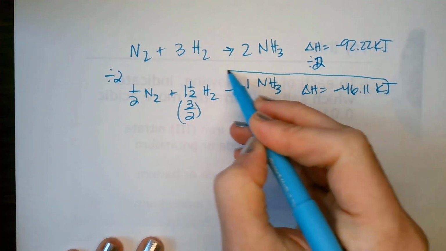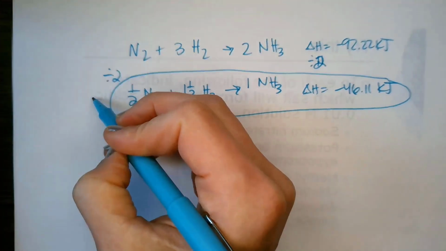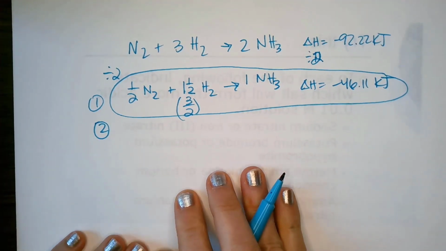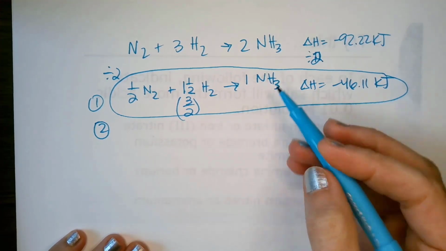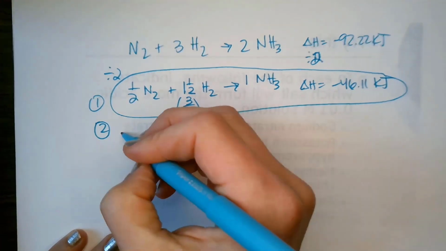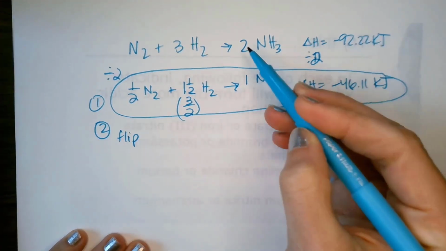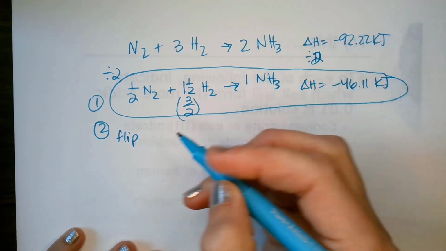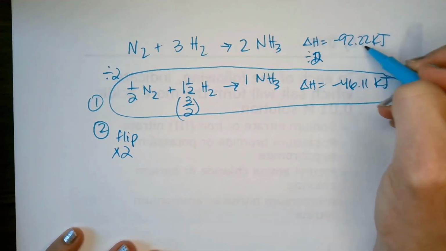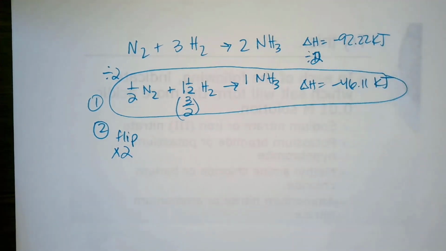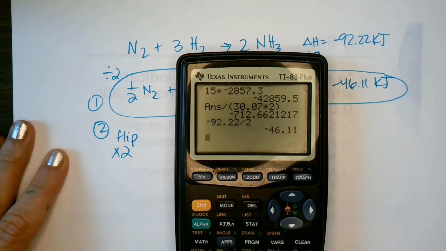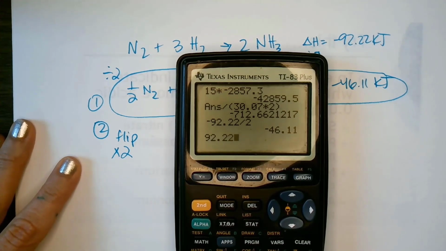Okay, that's for number 1. Number 2, I need to decompose 4 moles of NH3. So if I'm going to decompose, I have to flip this equation. And in order to have 4 moles, I need to double. So I need to flip and times 2. That means I need to flip the sign of this and times it by 2. So I would go from a negative 92.22 to a positive 92.22 and times it by 2.